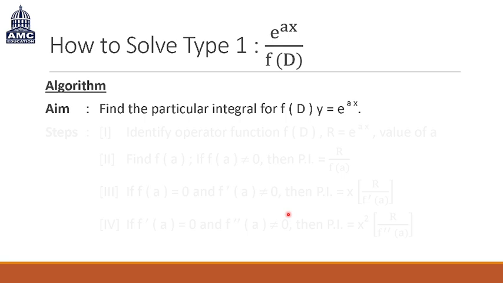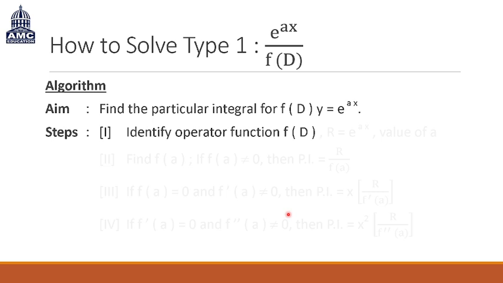Okay, now this first step is to identify the operator function f(D). How to find out the operator function is very simple. We can go back to the previous videos and have a look at it. We first write down the equation in the symbolic form, take out the y, and get the left hand side of the auxiliary equation as f(D), that is the operator function.